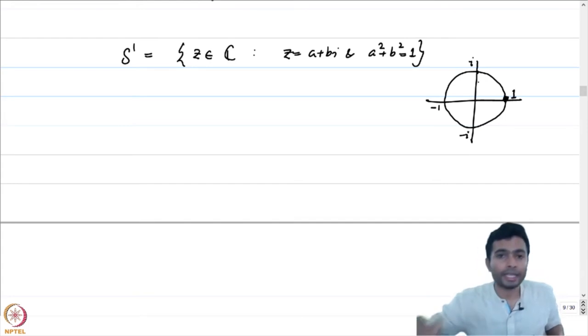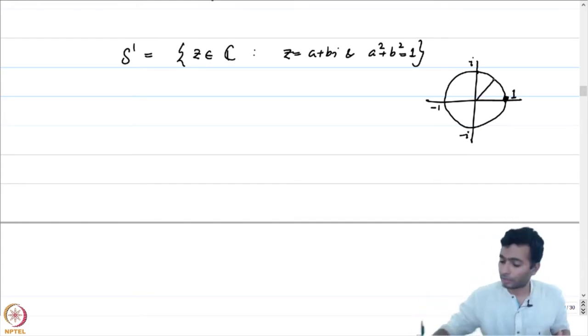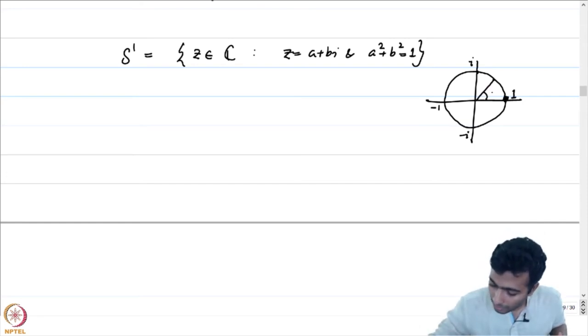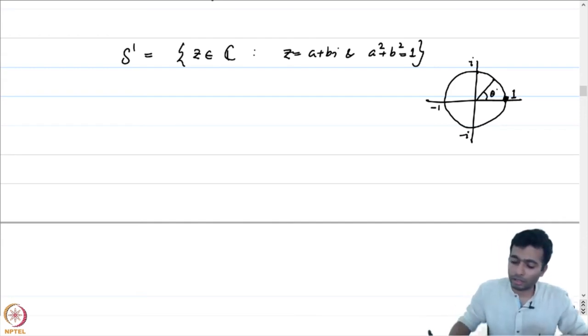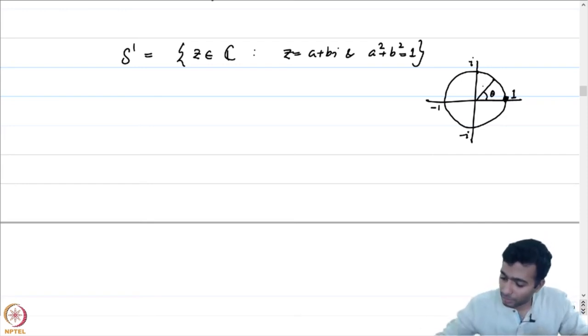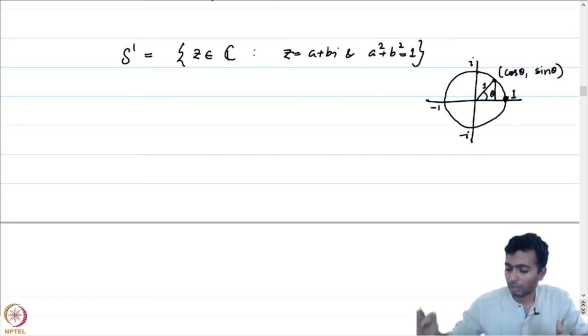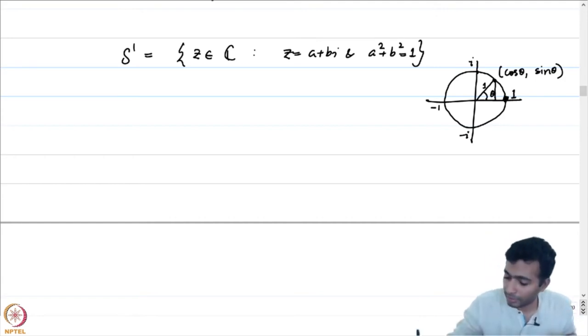And if you look at any element on the unit circle, then we can talk about an angle theta of the point with the line joining 0 and 1. This will be of length 1, and hence we know from basic trigonometry that this point will have y coordinate sine theta and x coordinate cos theta. So, this will be the coordinates of the point here. It will be the same here as well.